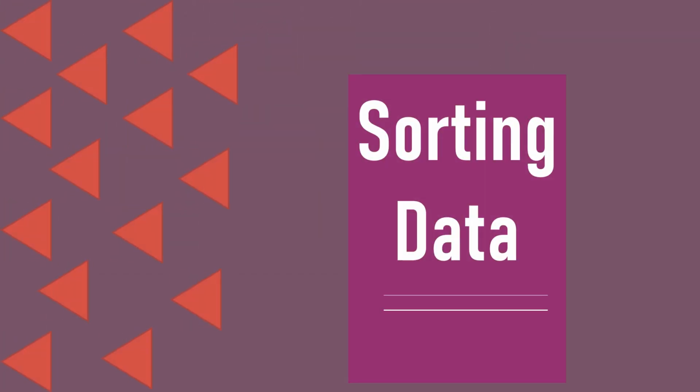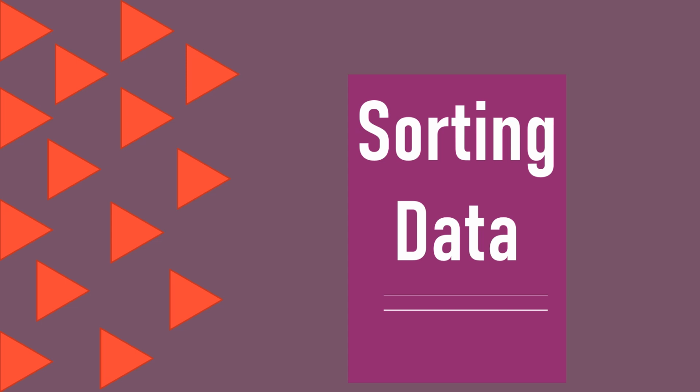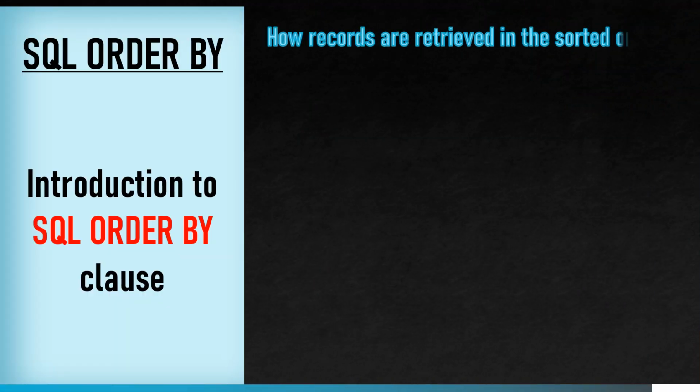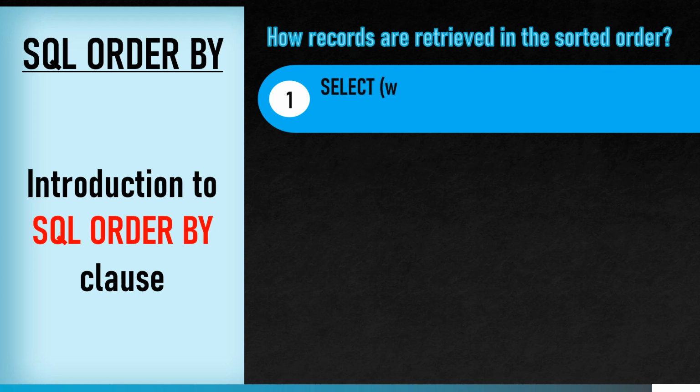Sorting data. Next, we will look into the topic of sorting data values in the resultant set. How are records retrieved in sorted order? It is done by using the SQL ORDER BY clause in the select statement. Let's look into the purpose of it. Select, without ORDER BY, returns records in no particular order.